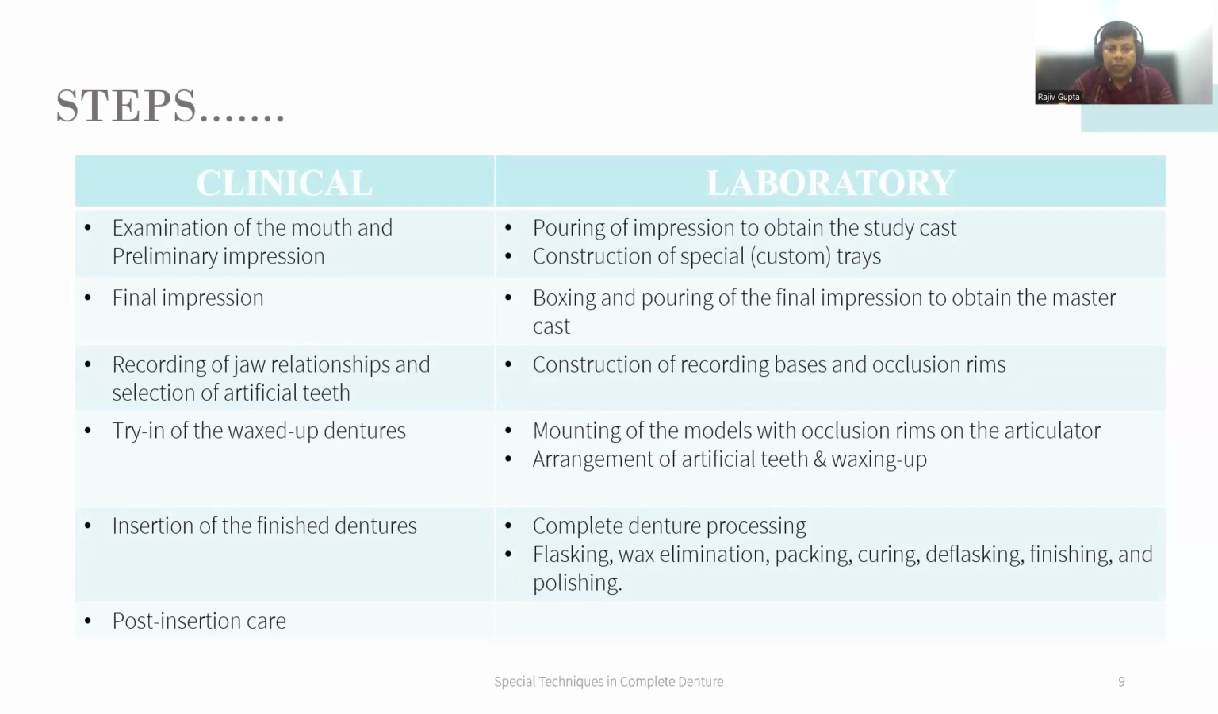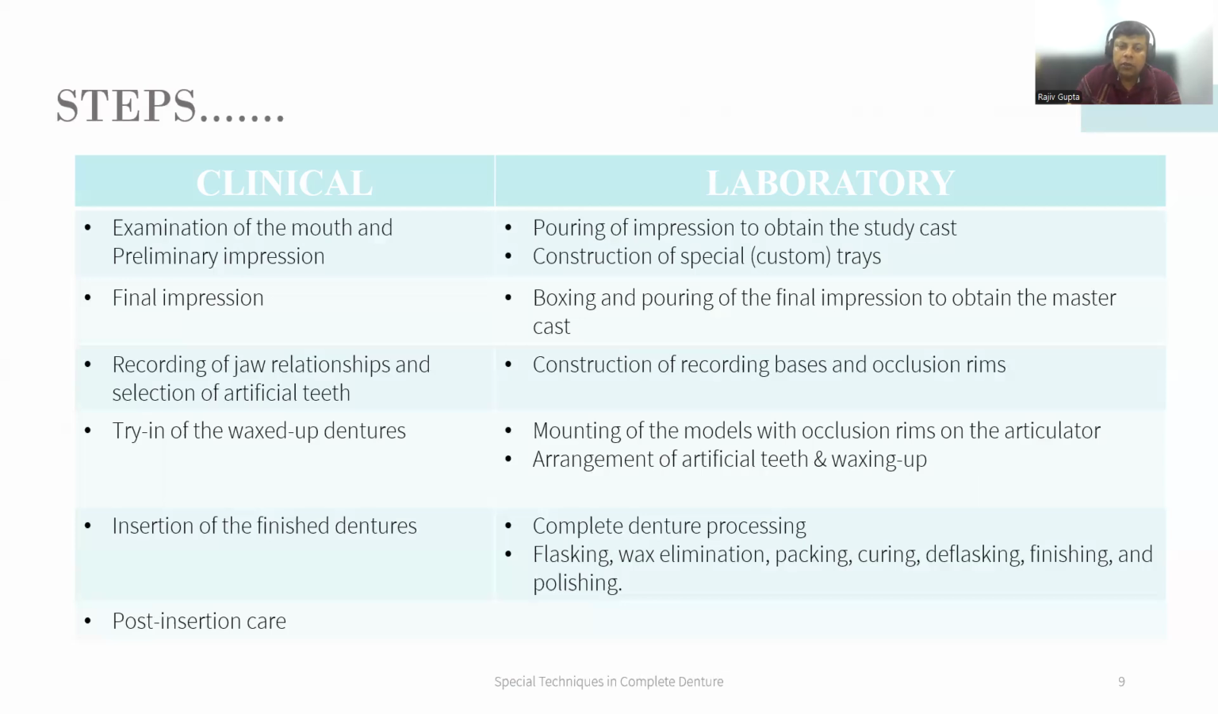Once we have recorded that, we pour the cast using a type 2 gypsum product, that is dental plaster. It can be called a study cast if it is for study purposes, or can be used for fabricating custom trays. A custom tray, as the name indicates, is specifically designed and fabricated for a particular patient, also known as a special tray. Once we have fabricated a special tray, again a clinical step, we do the border molding, and then the final impression has to be made.